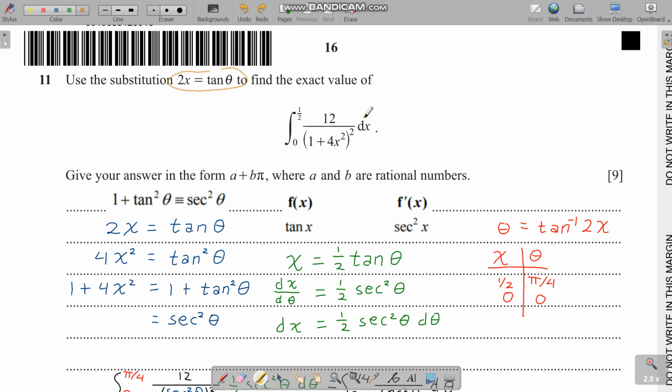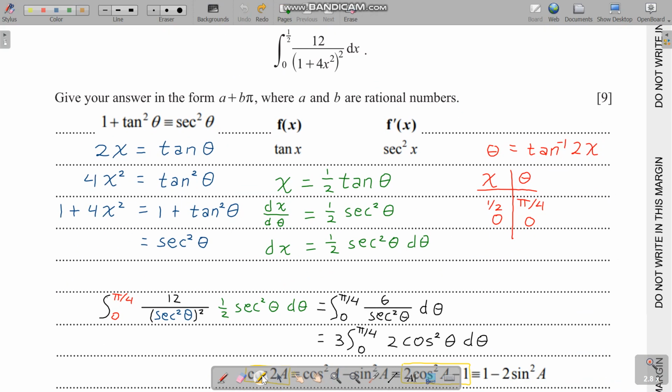And now, if we use inverse tangent, theta is inverse tangent of 2x. So when x is 1/2, you plug in 1/2, you get inverse tangent of 2 times 1/2, you get pi over 4. And when you plug in x equals 0, inverse tangent of 2 times 0 is 0. So that means you can transform the limits of the integration. So now we are ready to substitute everything.